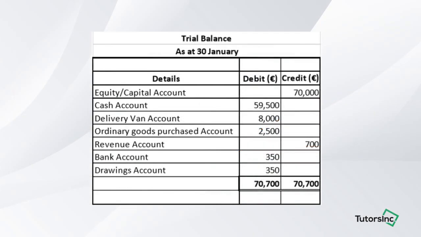As we have entered all the balances of the ledger accounts into the trial balance, the final task was to calculate the total of both columns. As you can see on the screen, the total of both columns is 70,700, which means that the trial balance has been correctly prepared as the debit column is equal to the credit column.